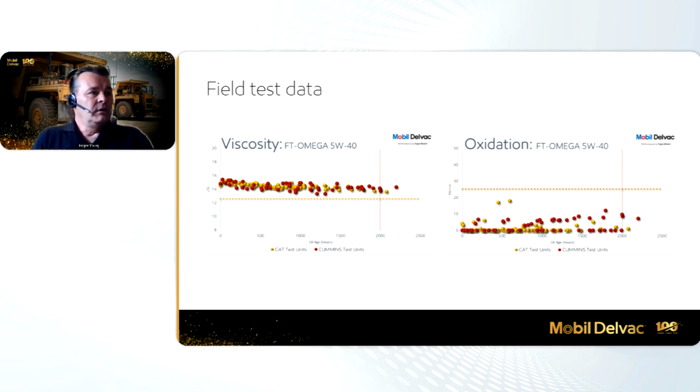So here is viscosity, our number one most important thing. You can see that the CAT trucks are highlighted as yellow, and the Cummins trucks are highlighted as red. The upper and lower limits are also the dotted horizontal lines, in yellow and red. We can see here that we had the same limits for viscosity. That shouldn't change between engine manufacturers. We wanted to stay above 12 centistokes, and we probably didn't want to go over 17.2.